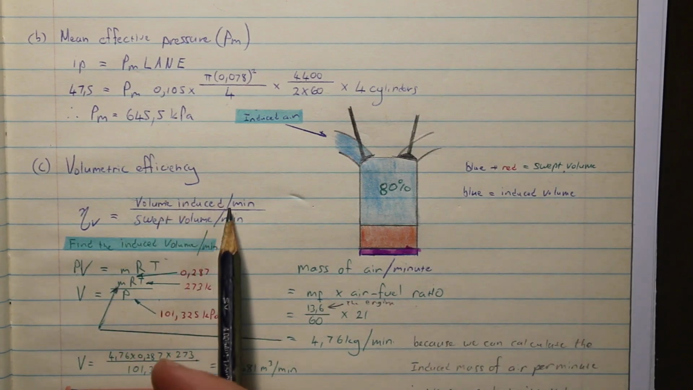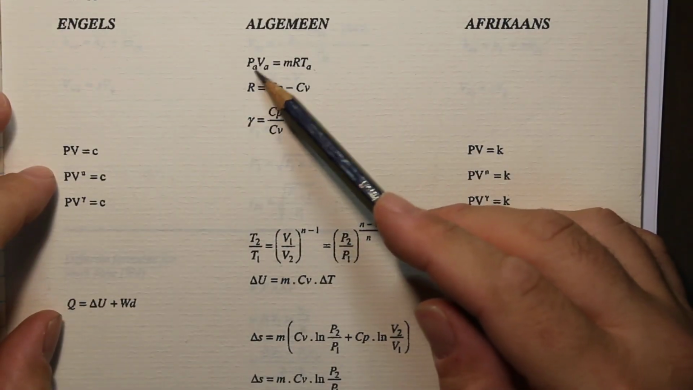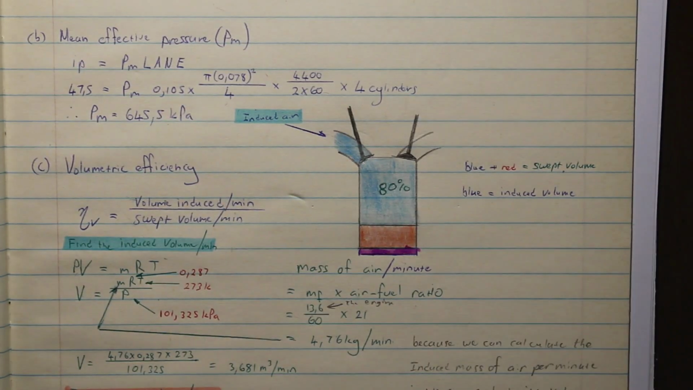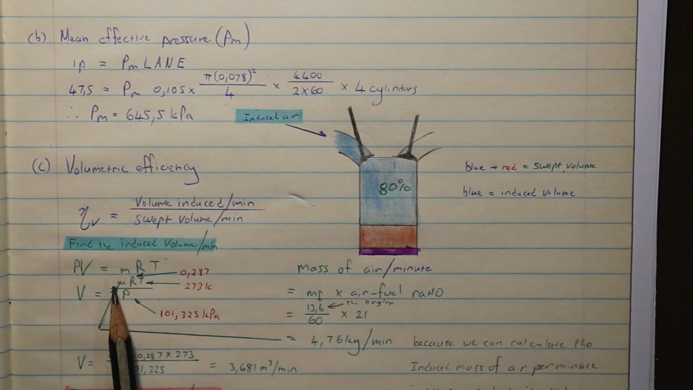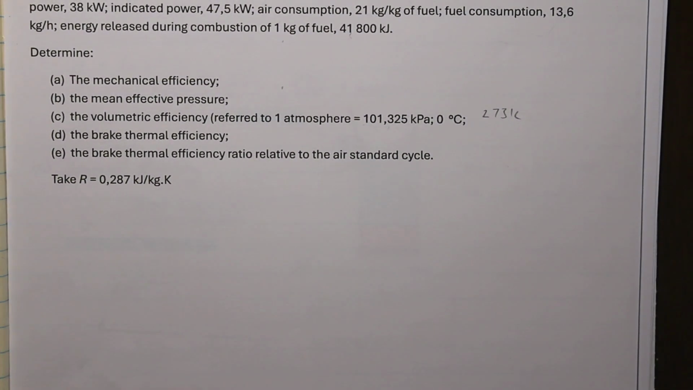So induced volume is per minute, and the swept volume is per minute. How we're going to calculate this now is by using the ideal gas formula, which we all know by now. On the formula sheet here, it says PV equals mRT. That's a very basic elementary formula, the ideal gas formula, and we're going to use that. So we are going to be solving for volume. Do we have the mass? First we're going to have to calculate what the mass is. Do we have R, the constant? We do. We have the constant there, 0.287 kilojoules per kilogram Kelvin.